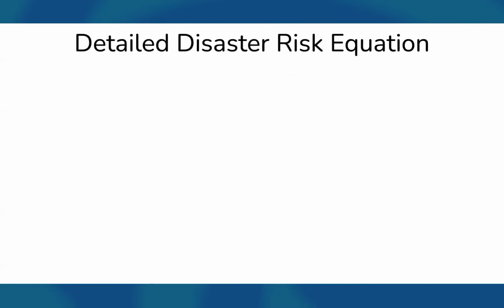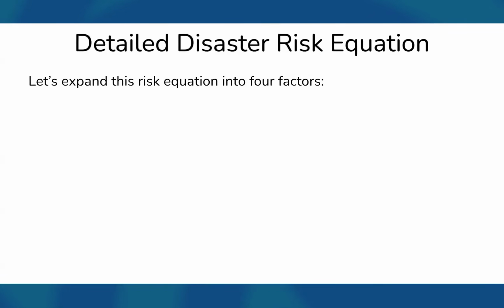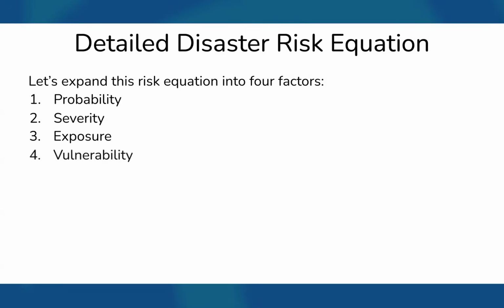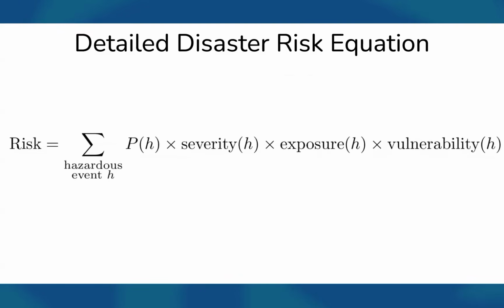So let's expand this risk equation into 4 different factors. We gave the 2-way decomposition into probability and severity, but if we have some additional understanding of the problem, we can decompose it further. So in addition to probability and severity, we could consider our exposure to different hazards and our vulnerability to those hazards. Probability and severity can be tied together in this upcoming equation to be denoted the intrinsic hazard level. So here's a fuller, more detailed risk equation.